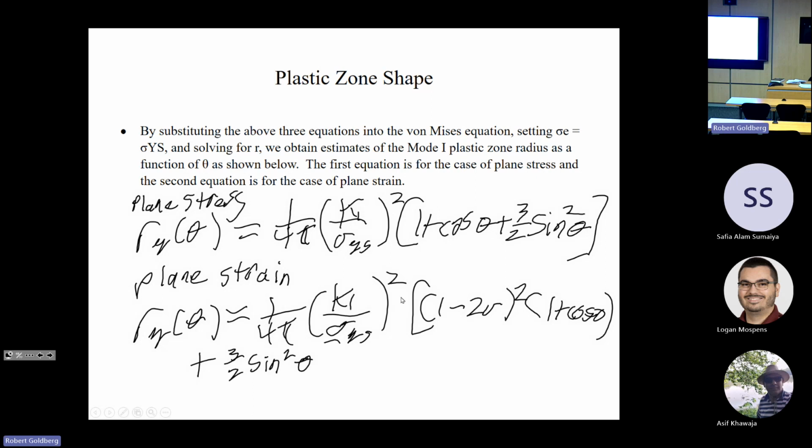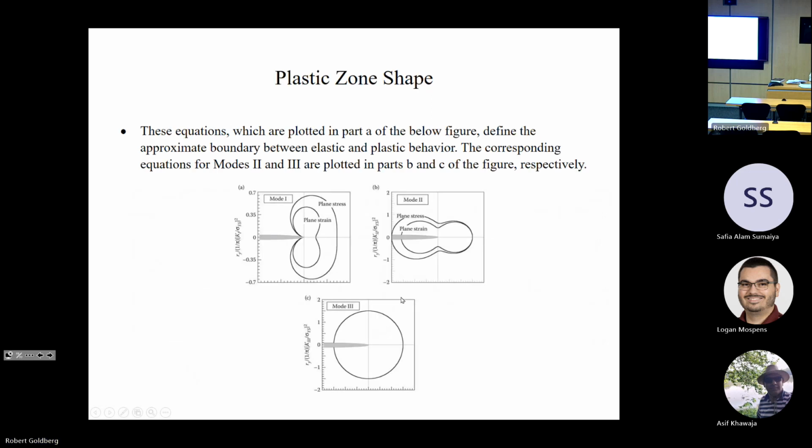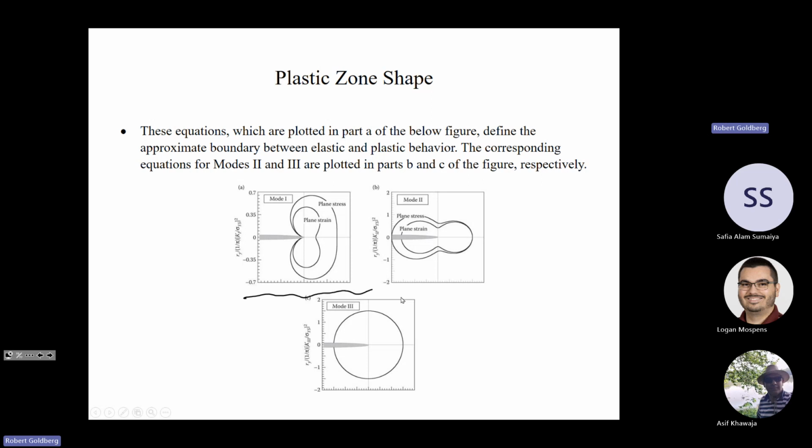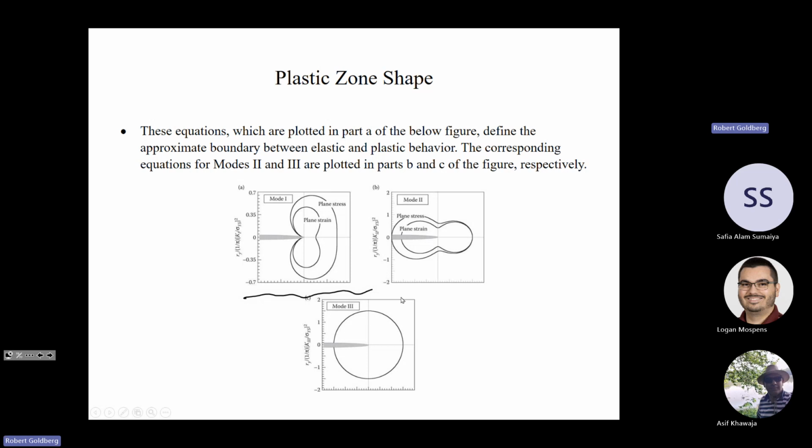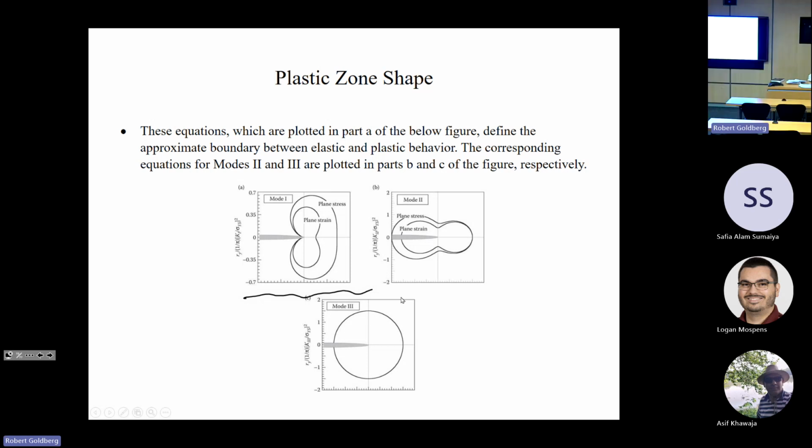So we can take these equations and plot them. This is what we get for mode 1: our plastic zones for any angle, for the case of plane stress and plane strain. We can do the same type of thing for mode 2 and mode 3. So this is using our approximations, and this is what our plastic zones look like.